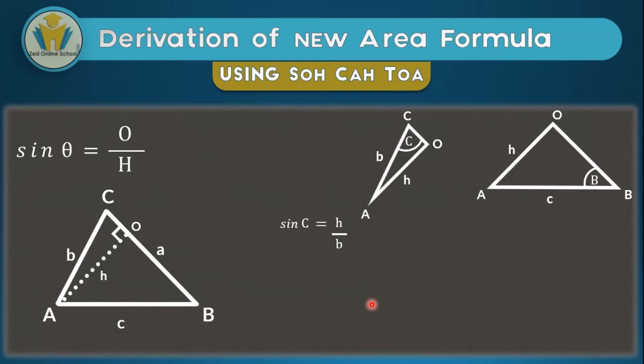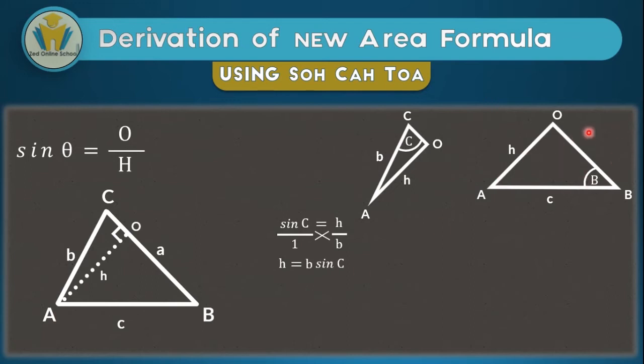Now remember, the reason why we're going through this procedure is to find an expression for h. So we're going to make h the subject of the formula. I'm going to divide the left side by 1 so that I have fractions on both sides, cross multiply, and now h is equal to b multiplied by sine C.